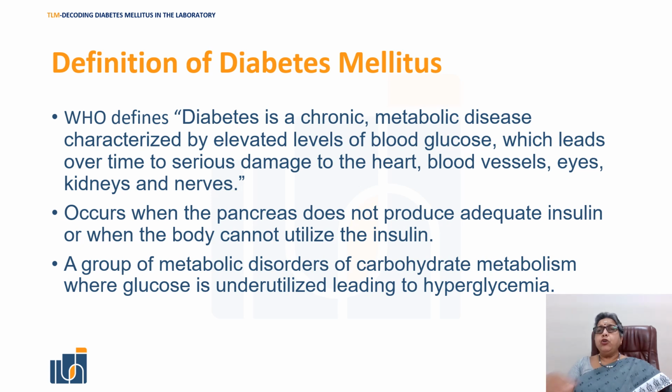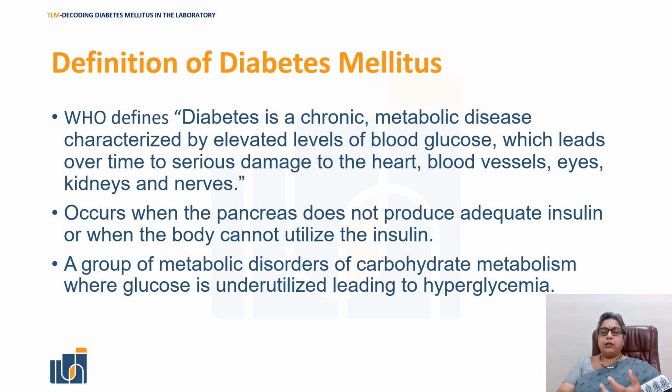Moving on, how do you define diabetes as a disease? I have used the WHO definition for diabetes, which says that diabetes is a chronic metabolic disease characterized by elevated levels of blood glucose, which leads over time, since it's a chronic disease, to serious damage to the heart, the blood vessels, the eyes, kidney, and nerves. If you split this definition, one, it's a chronic disease. That means it's a lifestyle disease, a lifestyle modification disease. It's a chronic metabolic disease because it affects the glucose metabolism. And how do you characterize the disease?